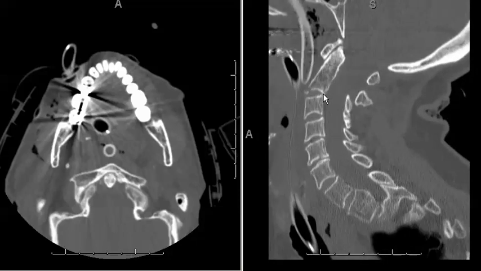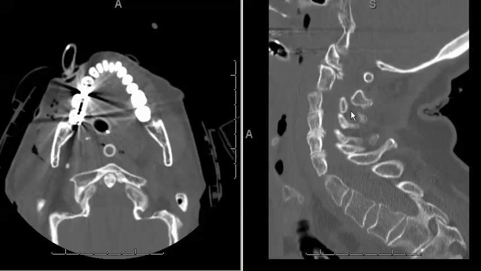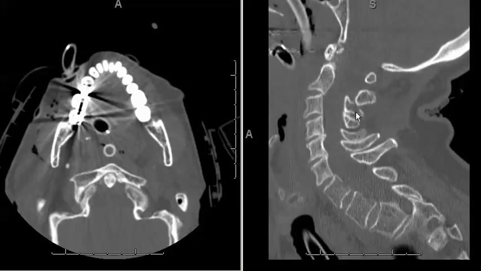This is an example of a hyperextension teardrop fracture, where there is avulsion of the anterior-inferior vertebral body that results in anterior longitudinal ligament compromise. This case also has a spinous process fracture at the level of C3.